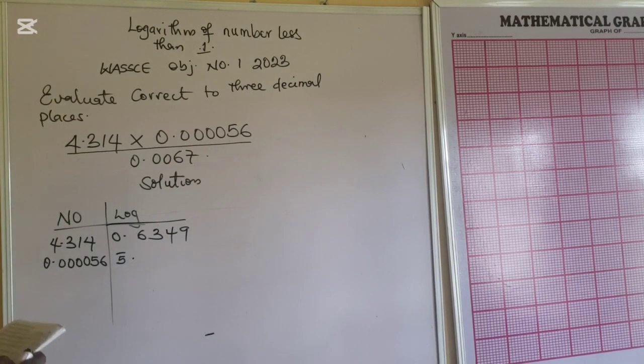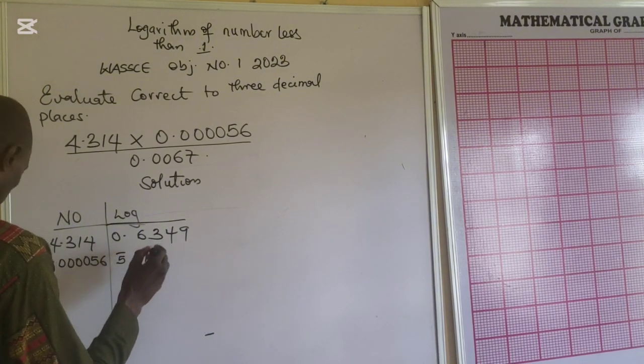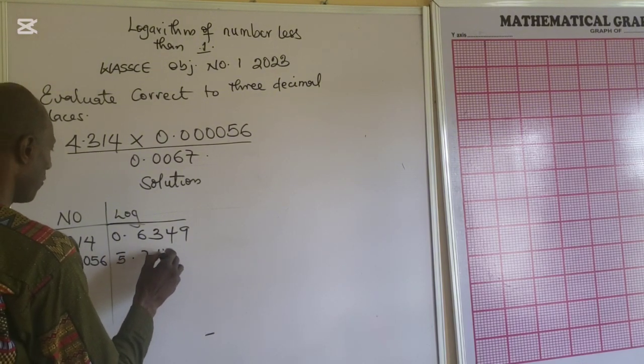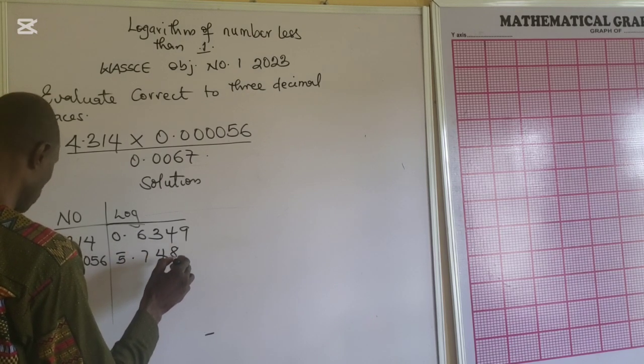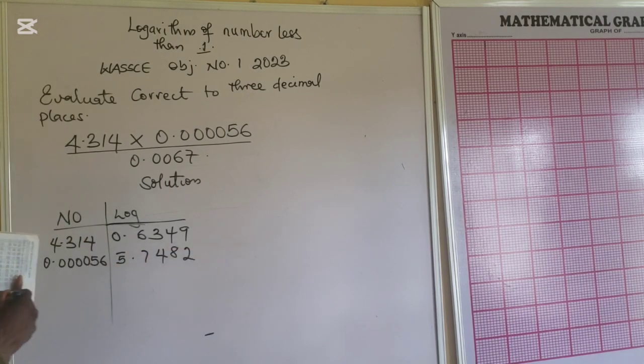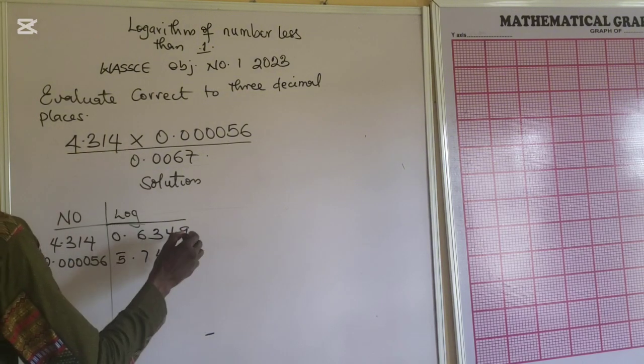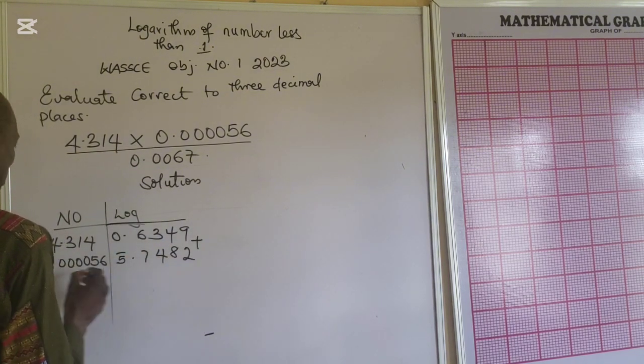So let's look at 56 under 0. 56 under 0 is 7482. Since we are multiplying, you will now add.